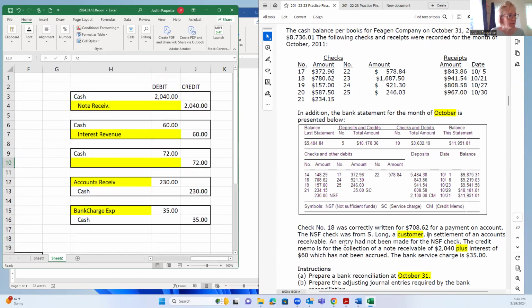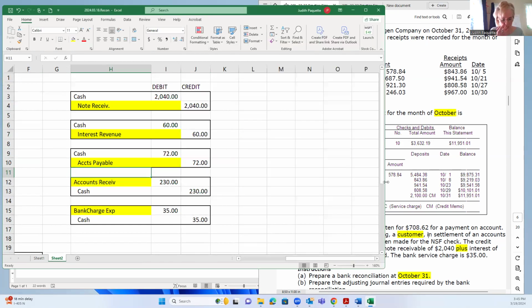All right. So let's read. Check number 18 was written in payment on account. So we use the word payment. It wasn't a cash receipt, it was a payment. So that means it's going to be accounts payable. Okay. All right. And I think, did they give you all those solutions? Yeah, they did. So they said cash, accounts payable, note receivable, bank charge expense, and accounts receivable.